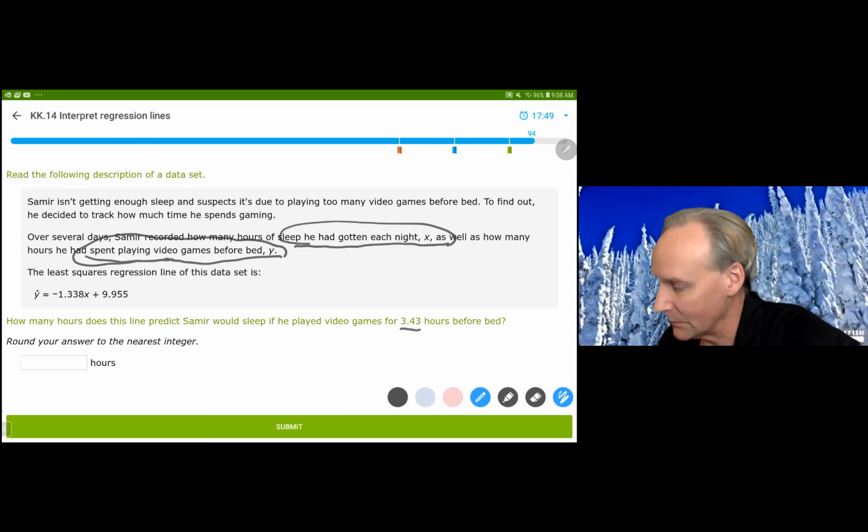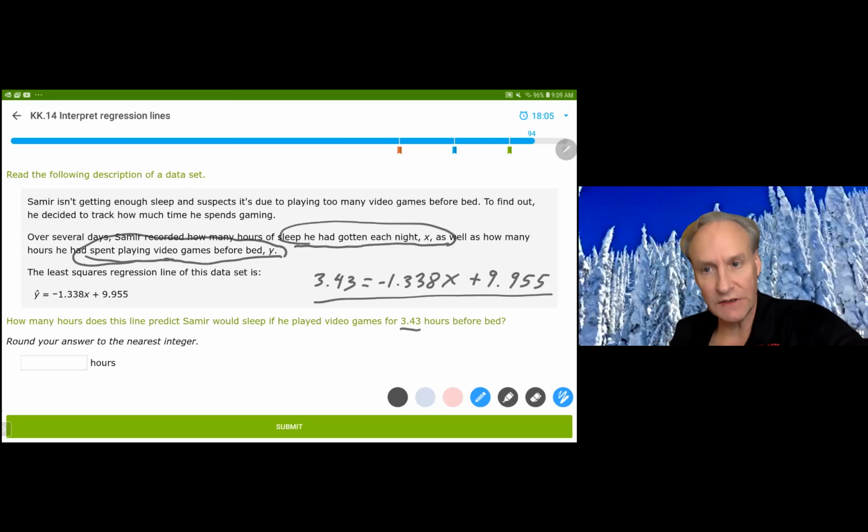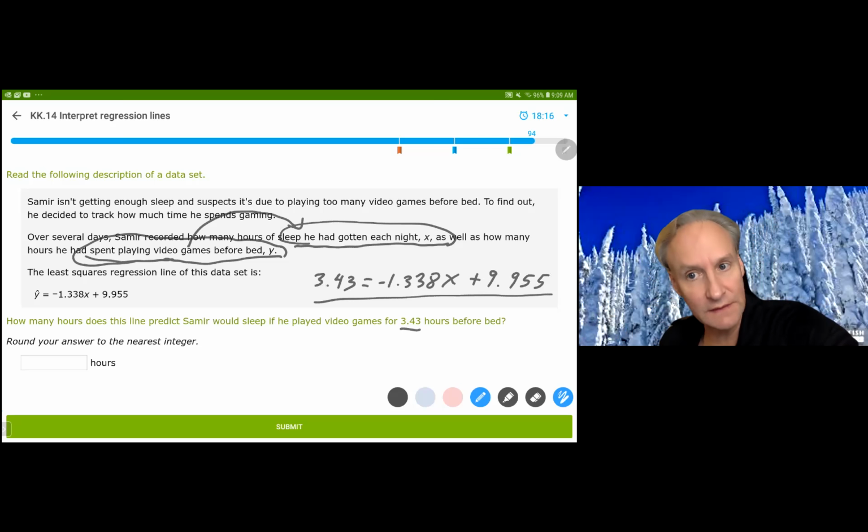So the Y is the number of hours of video game playing, 3.43. And this is negative 1.338x plus 9.955. This is where inverse operations and inverse functions come in, because the inverse function does the opposite. It predicts, if you put in video games, how many hours of sleep will you get? The equation that they gave us was how many hours of video games you will play if you get a certain number of hours of sleep.